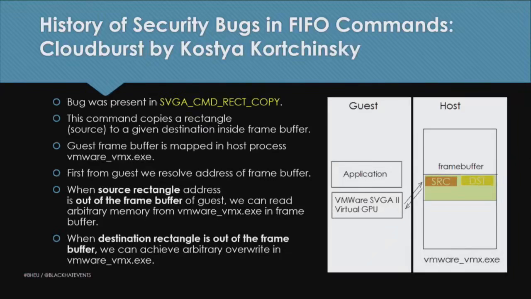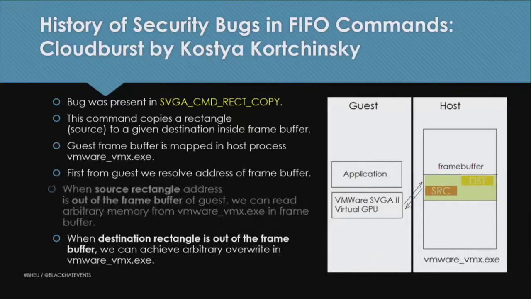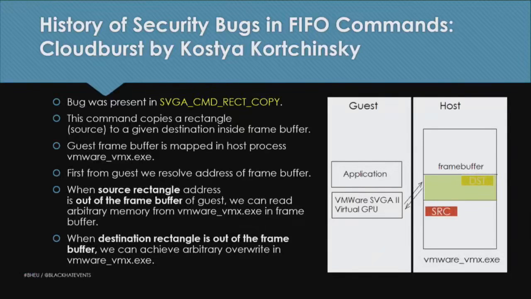This is a very popular bug. The bug was present in the 2D command SVGA CMD RECT COPY, and the command handler did not have any check to verify whether the rectangle given for the copy is inside the frame buffer or not. So when the source rectangle is outside the frame buffer and the destination is inside the frame buffer, we can read arbitrary data from the VMware VMX process into the frame buffer.